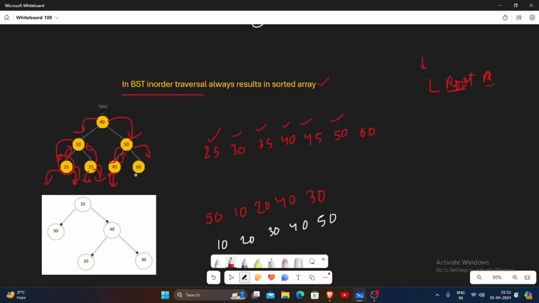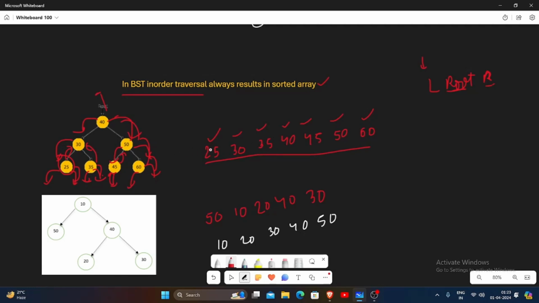We came to right. For 60 again we will come to left because that is the next step. Then we will explore root again. So we came to root. We print 60, and again I come to right. If I come to right, nothing exists, it will return null. Again, this right is also explored, and we again came back here. So that's how our in-order traversal prints. So we get 25, 30, 35, 40, 45, 50, 60.